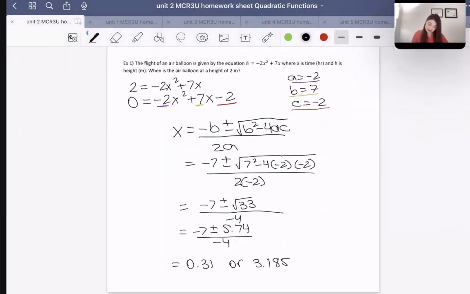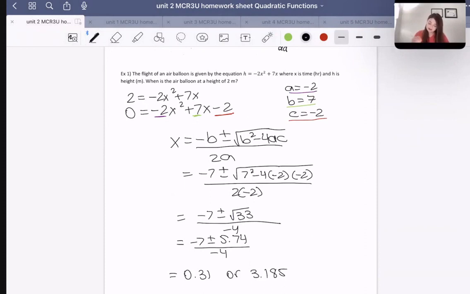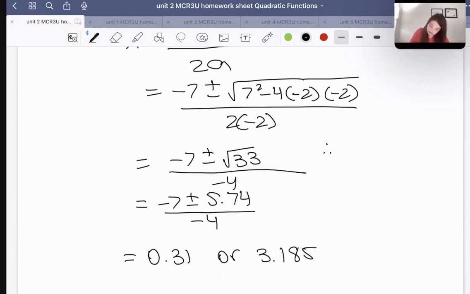So therefore, we actually do have two answers that make sense. It means that there's two different times when the hot air balloon is at a height of 2 meters. Both of these make sense. Sometimes you may get one of the answers as a negative answer, and that may not make sense depending on the context. But it's not about whether or not what's in our square root brackets ends up being positive or negative, right? It's about which is our answer, positive or negative, and whatever our answer is, does it make sense with the context of our question?